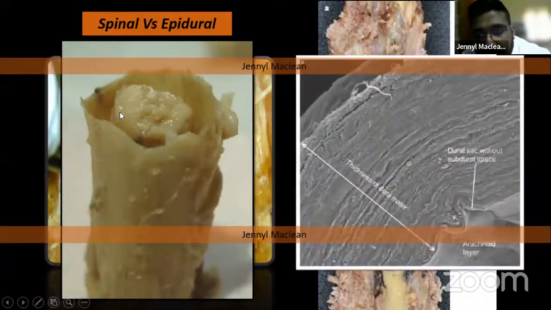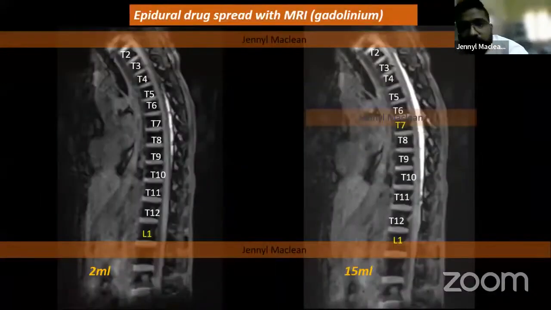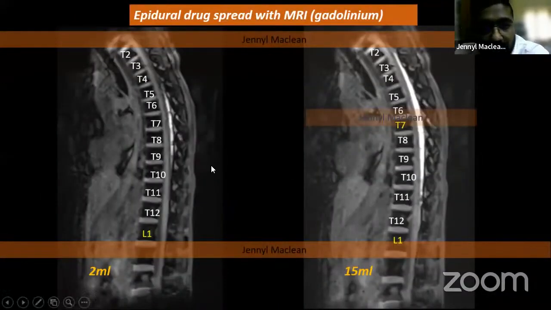If you see in an electron microscope, the thickness of the dura mater is 250 to 400 microns in diameter, and it varies from individual to individual. So the local anesthetic has to pass through this dura mater to get into the subarachnoid space and bathe your spinal cord. So I did an MRI study.